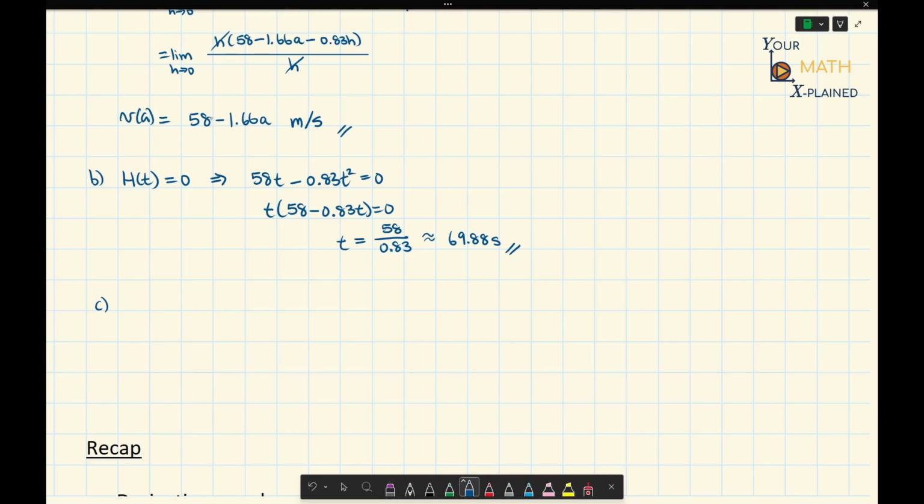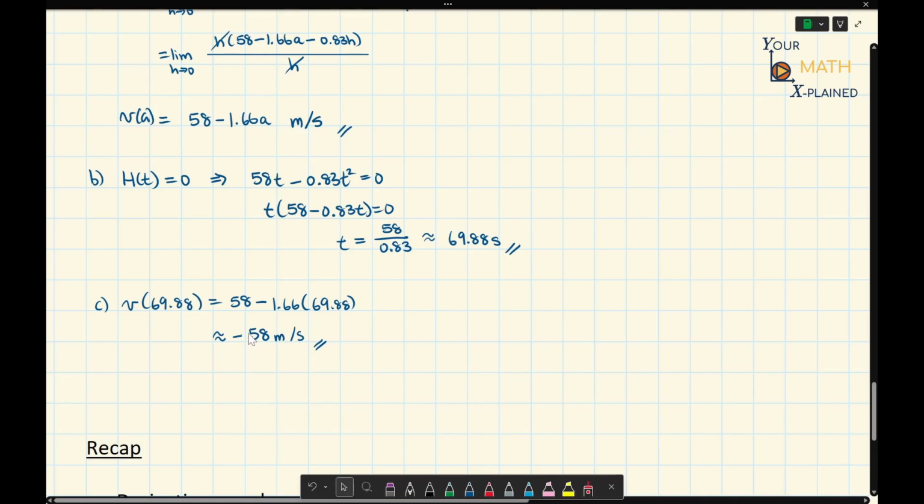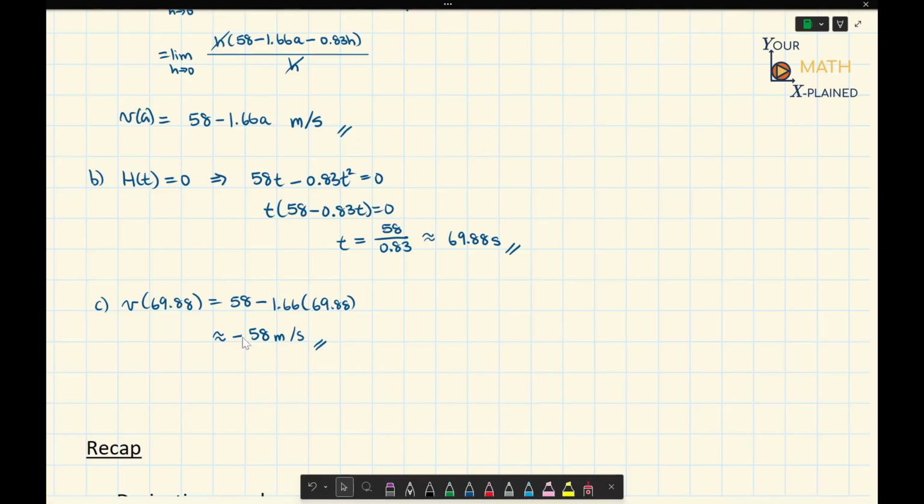So part C, what we're looking for is v of 69.88. So that's going to be 58 minus 1.66 times 69.88. And this is going to give us roughly negative 58 meters per second. So now a quick note on the sign here. It is negative because the arrow is falling downward. So therefore the velocity is negative because velocity has a direction to it.